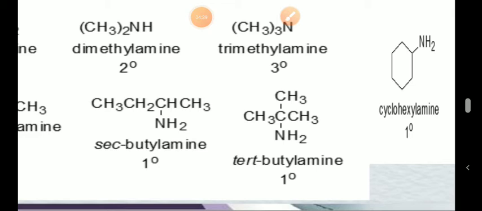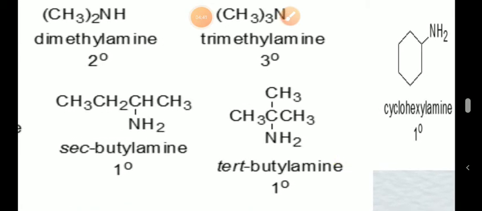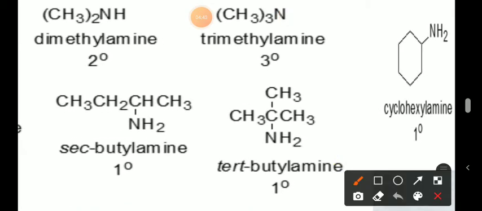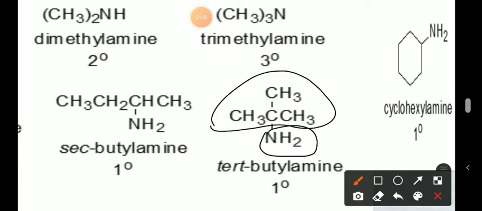Okay, this one is tert-butylamine. Now check how this is formed. This NH2 group has one tert-butyl radical attached to it, so it is also an example of a primary amine, but the name is tert-butylamine. Fine. Why are we calling it tert-butylamine?